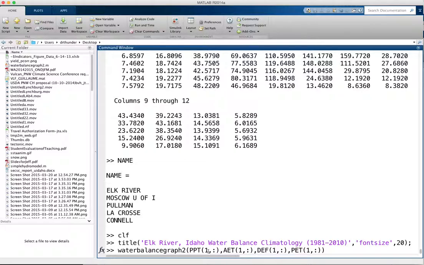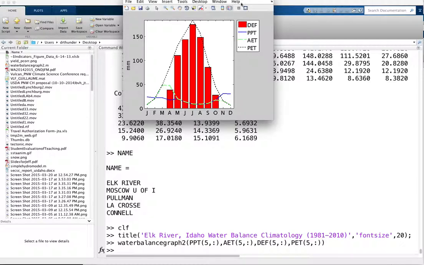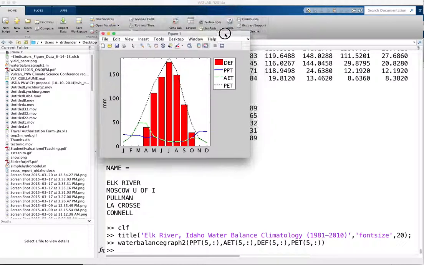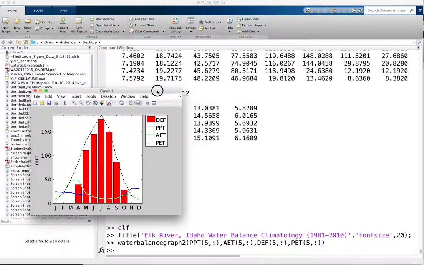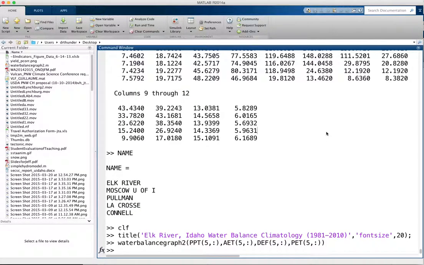So let's actually look at the water balance for Connell, Washington, since we were just talking about it here. So we'll change this to number 5 since it corresponds to the 5th station. Okay, and then let's take a look at that particular station here. Okay, and while we're at it, let's make one other figure so we'll compare.